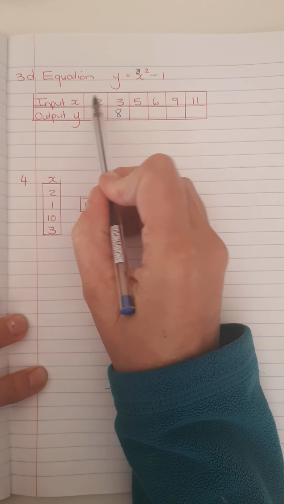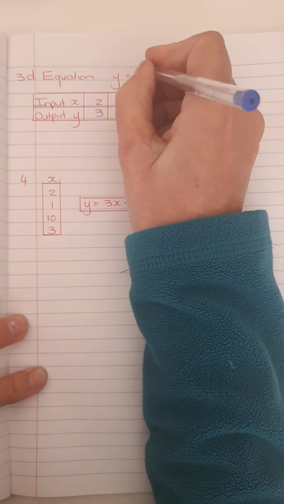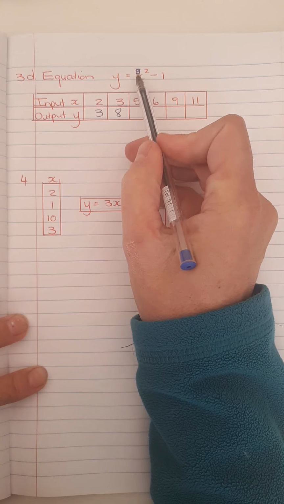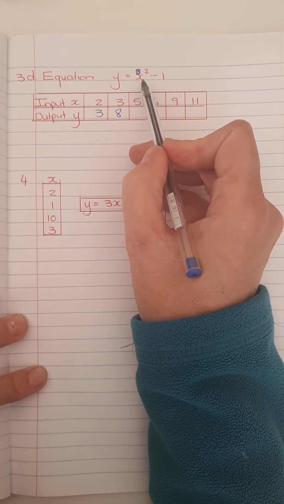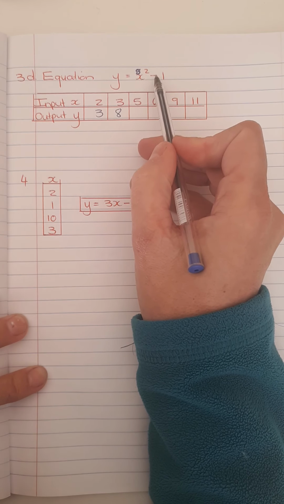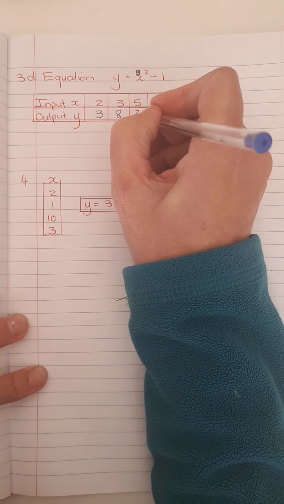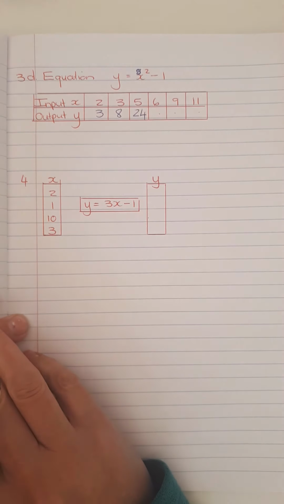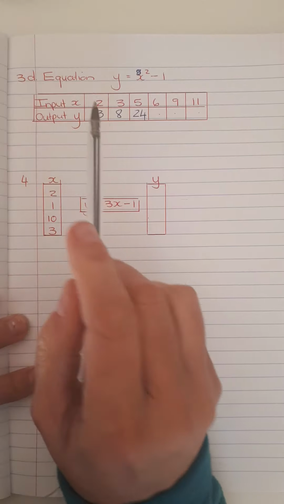Next one. I replace my x value in that equation with a 5. 5 to the power of 2. 5 times 5, 25. Minus 1, 24. And you keep on going. You finish that for me. Okay, you've got to do 3a to d.